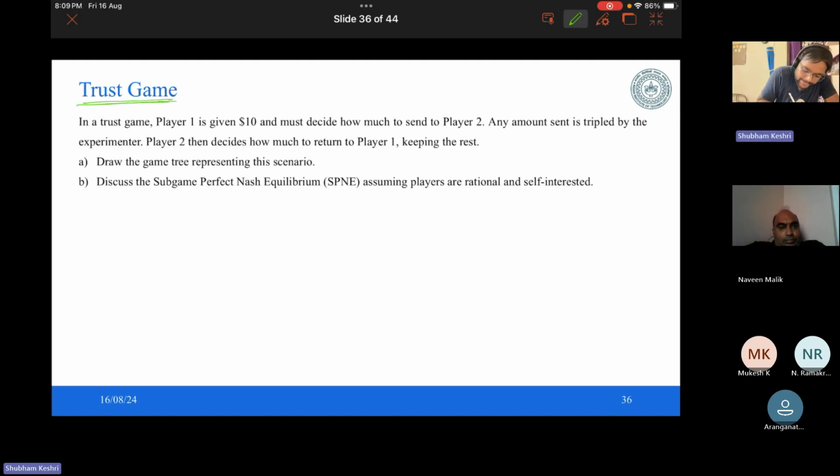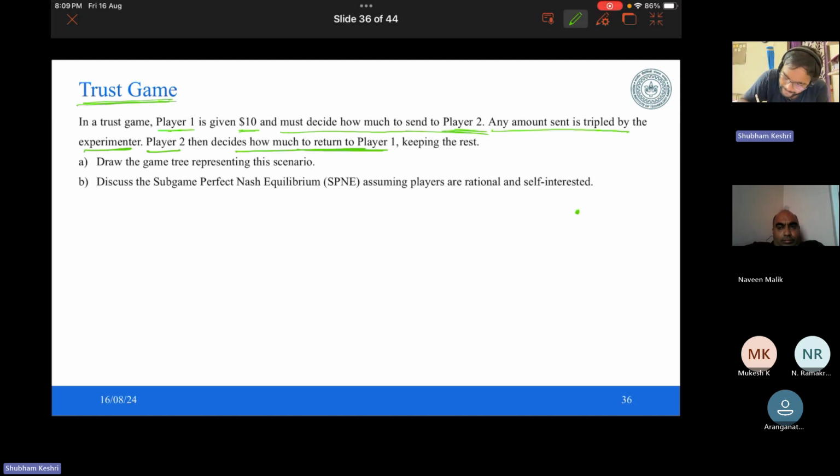So this is a trust game. Player 1 is given $10 and has to decide how much to send to player 2. Any amount sent to player 2 will be tripled by the experimenter. So suppose player 1 gives 5, then player 2 will actually get 15. Player 2 then decides how much to return to player 1.